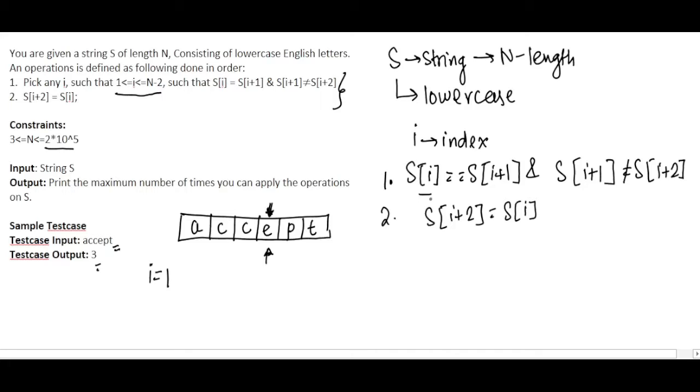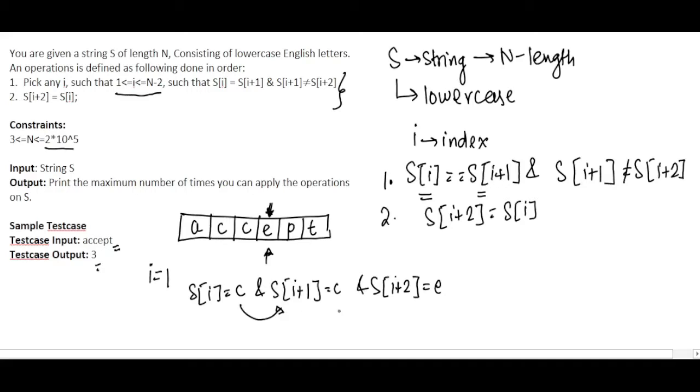Now let us find the count. They are asking to check whether s of i is equal to s of i plus 1. Here s of i is equal to c, s of i plus 1 is equal to c, and s of i plus 2 is equal to e.